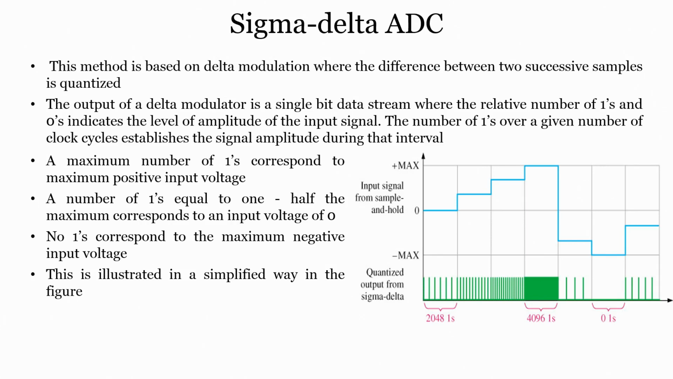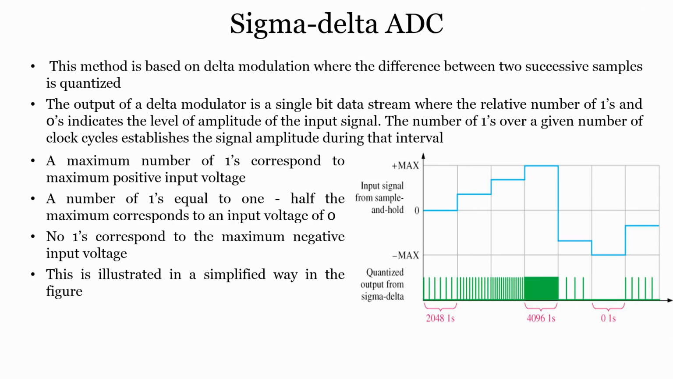Now, the final one would be the Sigma-Delta ADC. So, what exactly does Sigma-Delta ADC mean? This method is based on delta modulation, where the difference between two successive samples is quantized. The output of the delta modulator is a single bit stream, where the relative numbers of ones and zeros indicate the level of amplitude, right. So, how many zeros are there, how many ones are there, and the number of ones over a given number of clock cycles establishes the signal amplitude during the time interval.